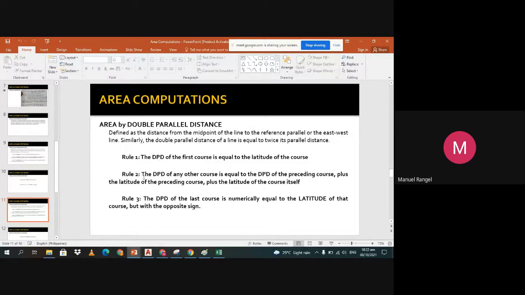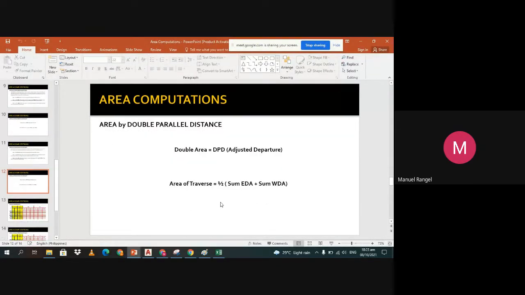For rule number 2, it's also the same. The DPD of any course is equal to the DPD of the preceding course plus the latitude of the preceding course plus the latitude of the course itself. And for rule number 3, the DPD of the last course is numerically equal to the latitude of that course but with the opposite sign. Okay, and for the area by double parallel distance, double area is equal to DPD times adjusted departure. And the area of the traverse is, of course, 1/2 of the double area.